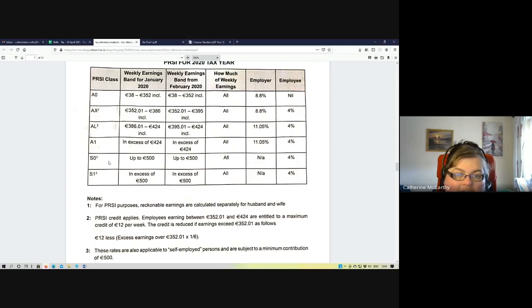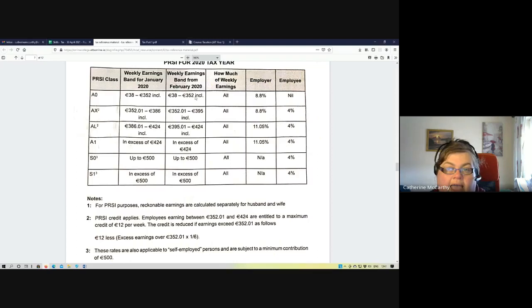Okay, so the majority of people that are working are on what's called an A PRSI class. These two on the bottom here, the S0 and the S1 PRSI classes, they are for self-employed people or for directors of companies. They would be on the S class. But everyone who's working in the private sector would be on the A class. So over €500, this person is €500. So in excess of 424, it is 4% PRSI.